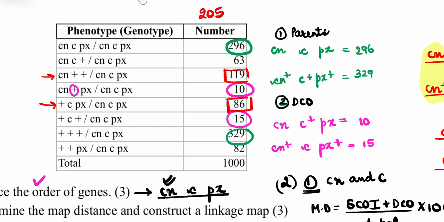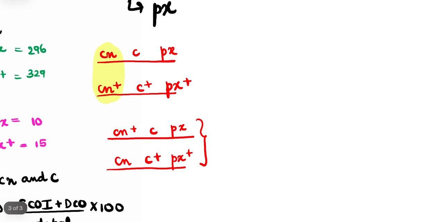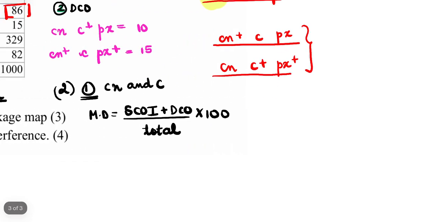I have just added single crossover once. Let's remove this so that you are not confused. We are only right now talking about this. So I've added the two of them and I'm getting 205. Now I'll put this in my formula.